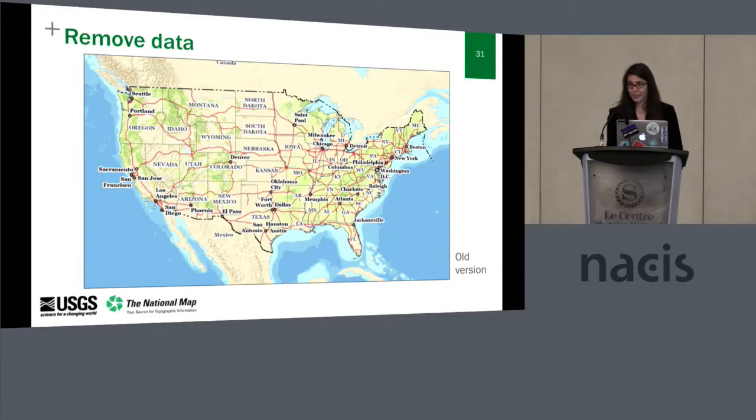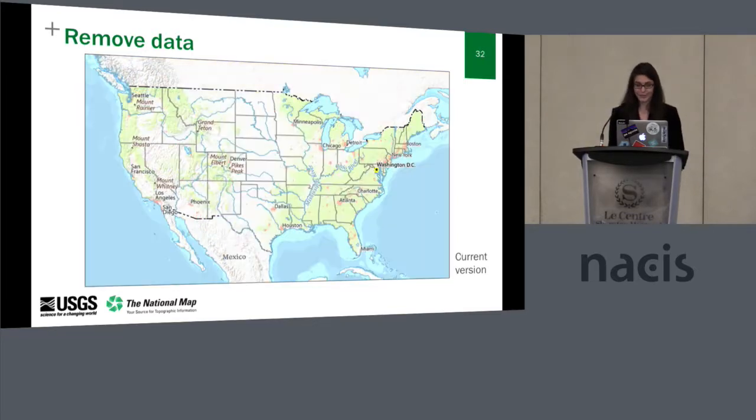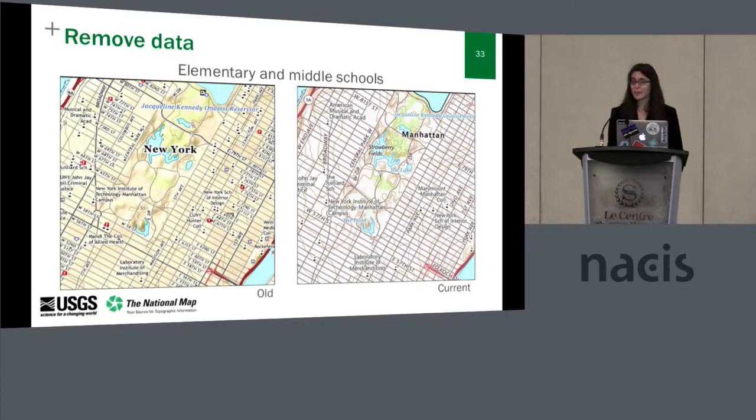Okay, removing data, which was most of what I did. Here's the old version at 1 to 36 million. Here's the new one. I took out a whole bunch of stuff and added some things, but mostly it was about removing data. I also took out elementary and middle schools because seriously, you just don't need that in a base map. You can add it in our overlays, but there's no need to have them all on there, and there's so many of them.